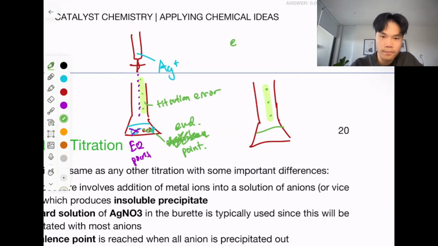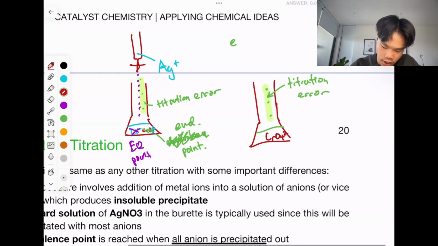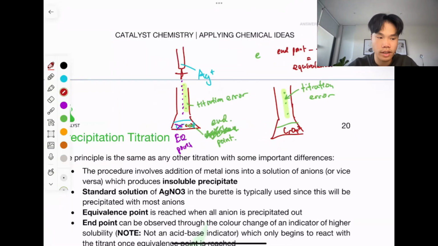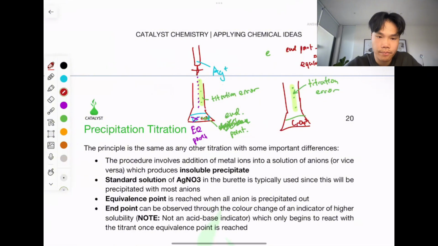So then by measuring the amount that you have to add in to reach an appreciable color change, this whole amount is your titration error in a blank titration, adding this into just chromate ions. And so to find your equivalence point, you take endpoint minus the titration error. That's equal to your equivalence point. And you can address the error from a precipitation titration that way.